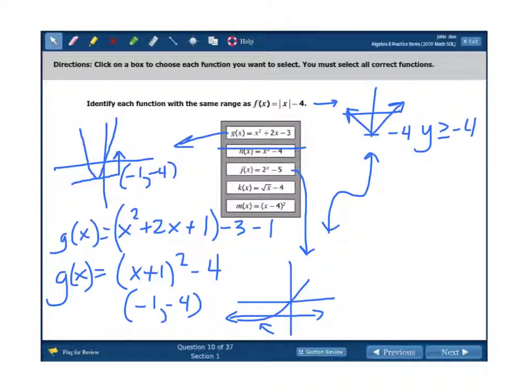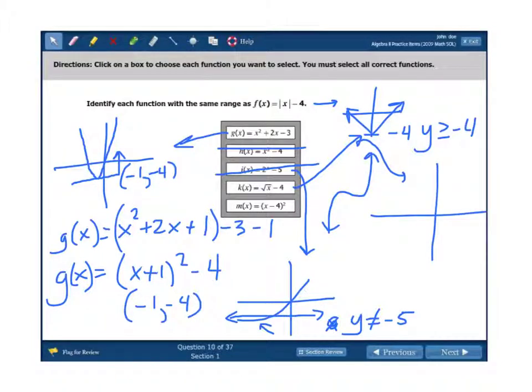Because the asymptote for this one is y cannot equal -5, because you'll never get a 0 and then -5. So this one, not going to work. This one is exactly like the absolute value one, except it's a radical function. So it looks like this, and it definitely starts at -4. So that's another one. So we have those 2, and then this one is a horizontal shift, not a vertical shift. So that's not going to work either.